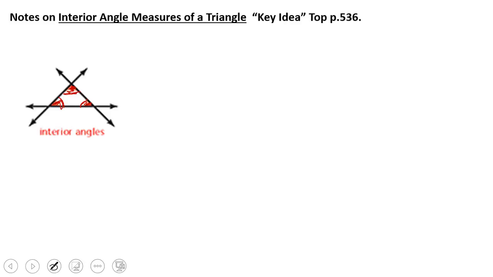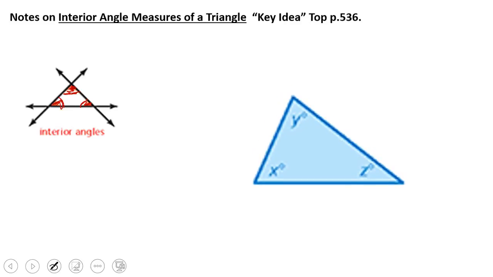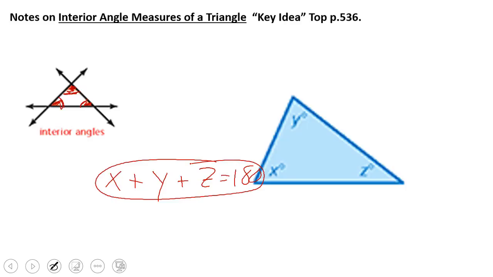And we have also learned that when we have a triangle, all we have to do to find a missing measure is add them up, make them equal to 180, and then solve that equation for the missing angle. So from your book, we would have angle X plus angle Y plus angle Z would equal 180 degrees. So whatever we know or whatever we don't know, we can use this equation, this formula for the interior angle measure sum of a triangle.